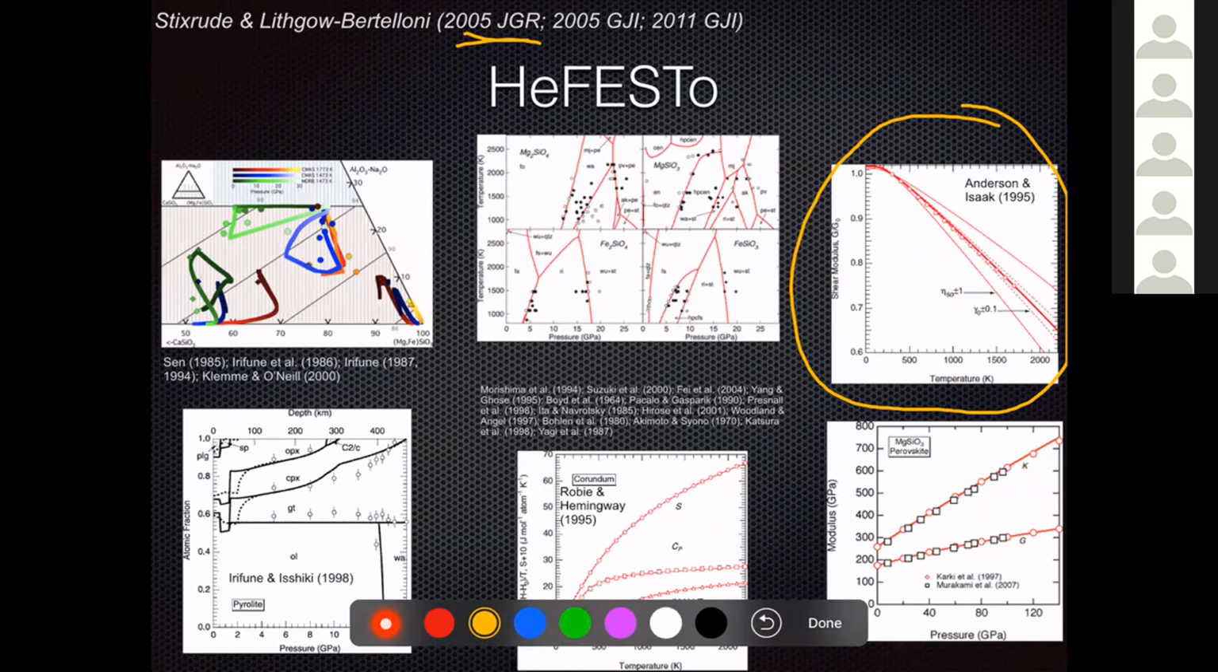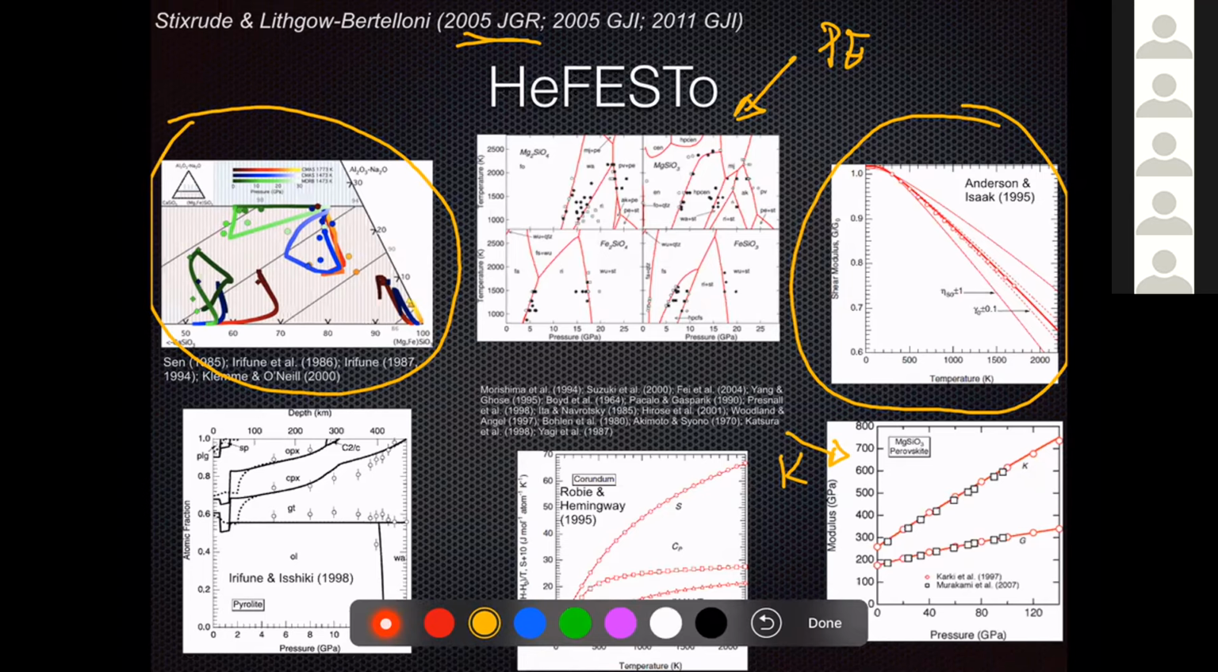Okay, this is the bulk modulus right here for bridgmanite. It gives you more phase equilibria here of individual phases. This is multi-phase of Mg2SiO4 and MgSiO3. But it also gives you a lot more information. What you see there on the left is actually the composition of individual minerals as a function of pressure.